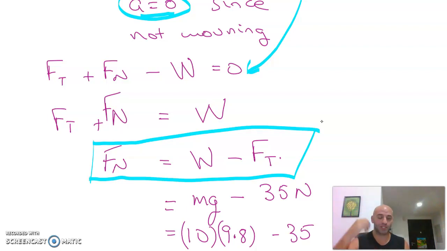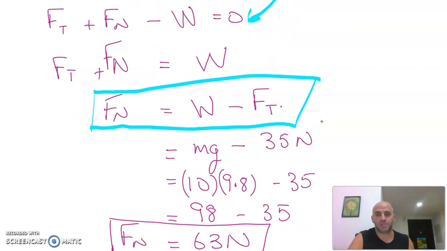Of course, that should make a little bit of sense because the table now only has to carry part of the block because the spring scale is carrying the rest of it. So it's at this stage now I can sub in the numbers. The weight is equal to its mass times gravitational field strength. So that's 10 kg times 9.8 meters per second squared, minus 35 newtons, which is the force of tension that's recorded in the spring scale. And that works out to be 63 newtons. So there you go, force normal is 63 newtons.